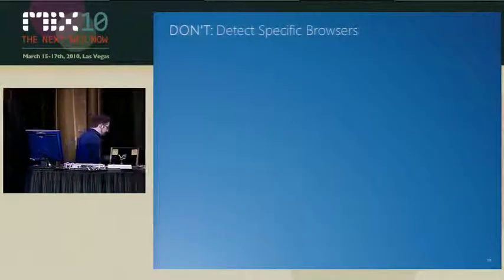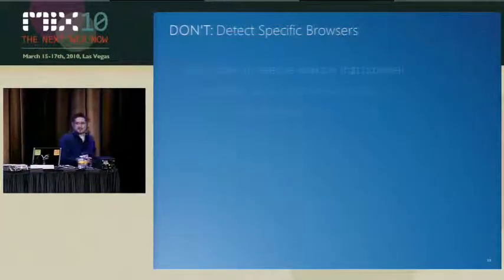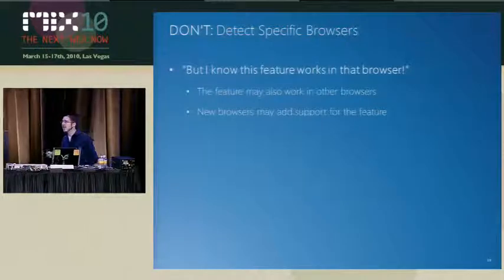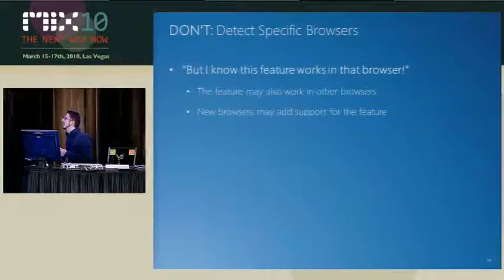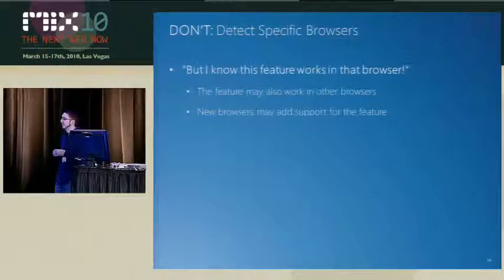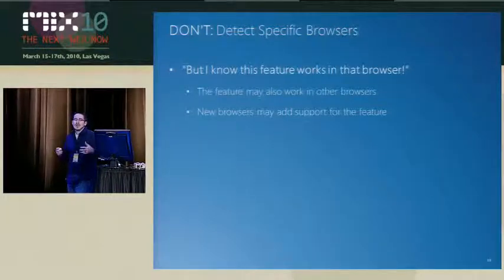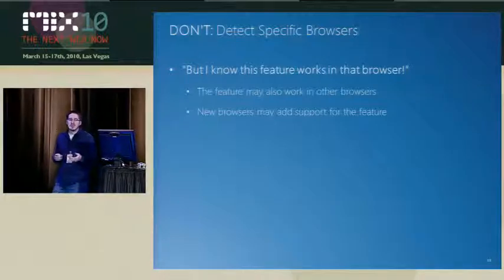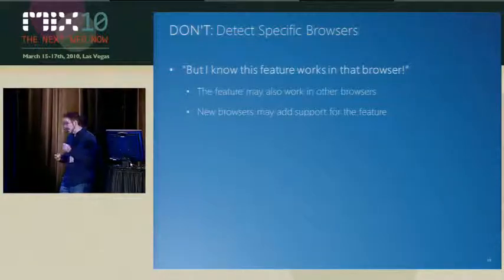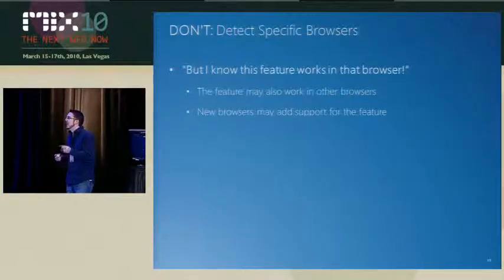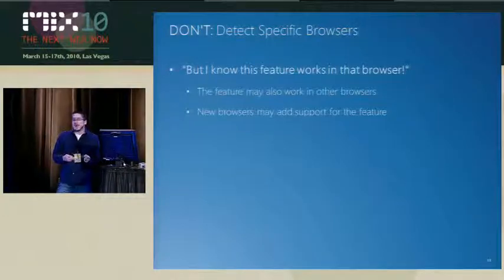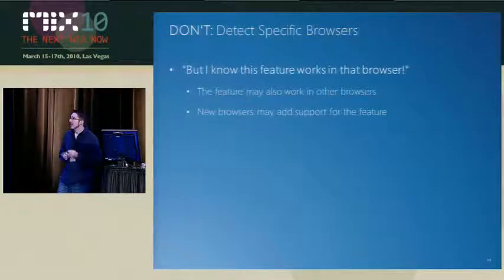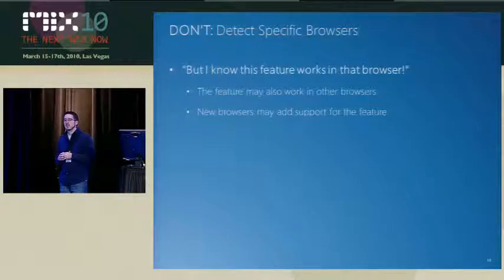So let's talk a little bit more about some of the don'ts. Specifically, I want to focus on some of the mental processes you might go through when you're developing your site. One of them is what works where. You've worked a lot with different browsers, and you've seen the different behaviors that they have. But the key thing to remind yourself is that a given feature that works in a browser you know about may also work in one that you don't. And specifically, that new browsers might add support for the feature in the future.